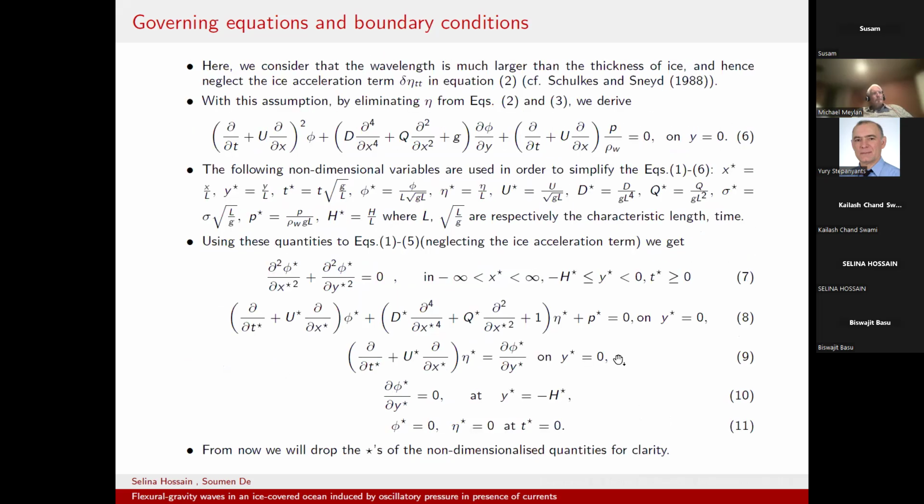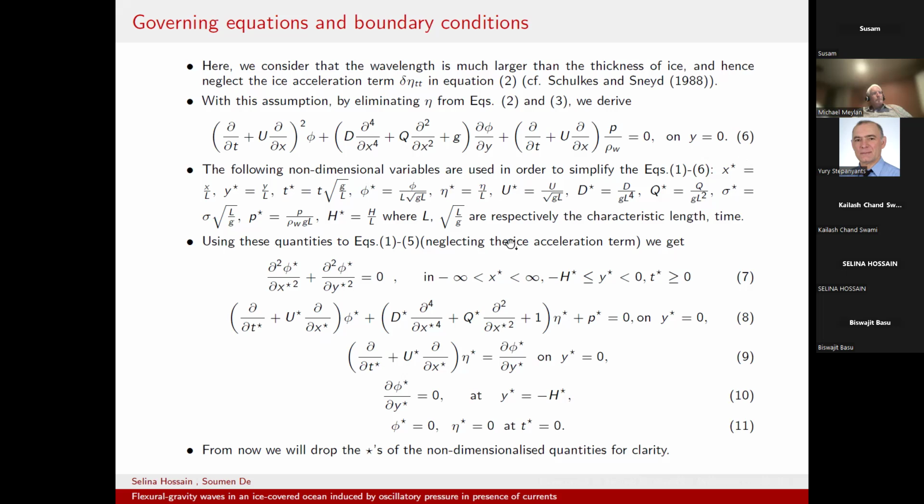Here we consider that the wavelength is larger than the thickness of ice, so we neglect the ice acceleration term delta 1 del 2 eta del t2 in equation 2. With this assumption, by eliminating eta from equations 2 and 3, we can derive the combined boundary condition as given in equation number 6.